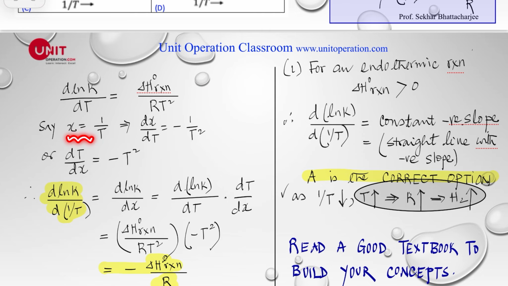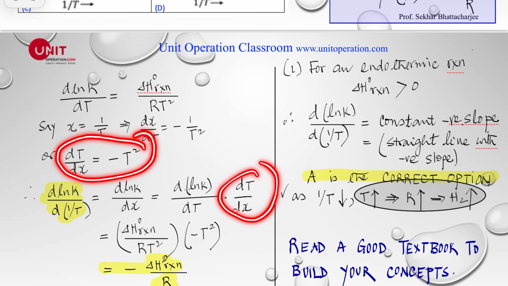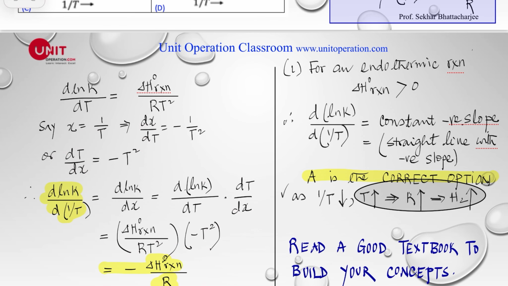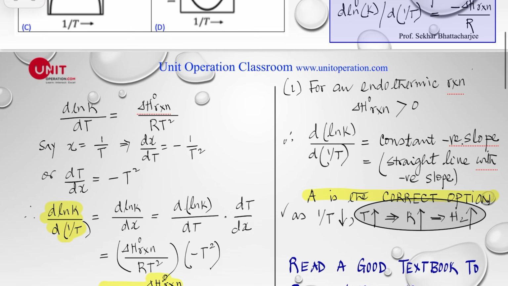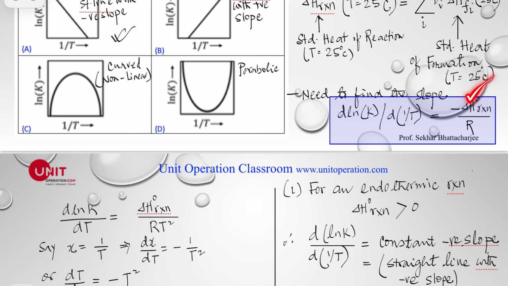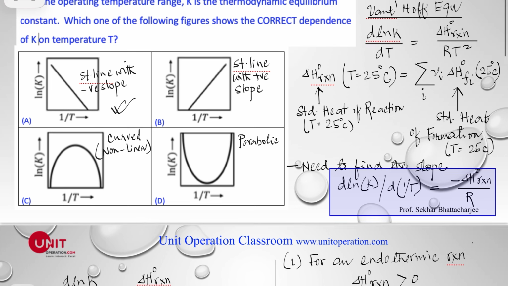So let's assume x is equal to 1 over T. So that's a derivative of dx over dt. So I can write that from the chain rule, this one right here. And of course, this one is given by this Van 't Hoff's equation, which we have seen. This is right here, so it comes here. So the slope is negative of delta H zero reaction over R. Okay, so that's the equation from Van 't Hoff's equation.